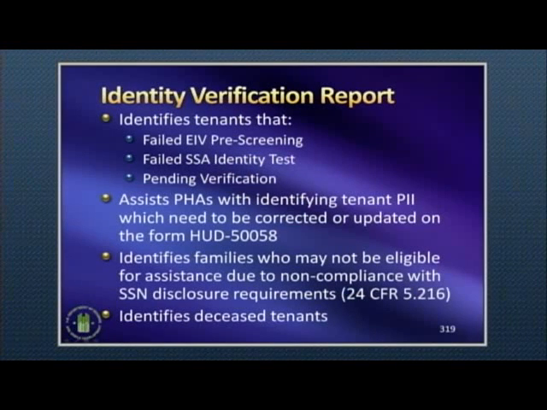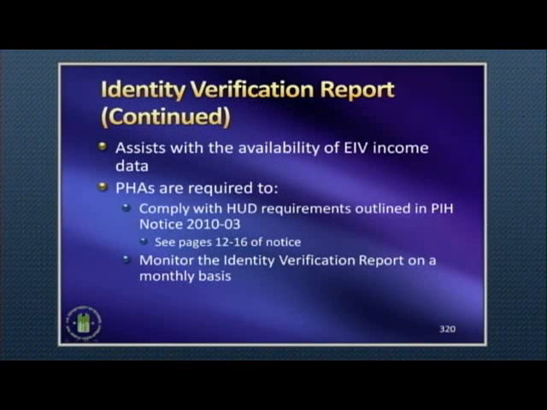And it also identifies families who may not be eligible for assistance in the program because they have not complied with the Social Security number disclosure and documentation requirement at 24 CFR Part 5, Section 216. Also, this report identifies our deceased tenants who are no longer with us.